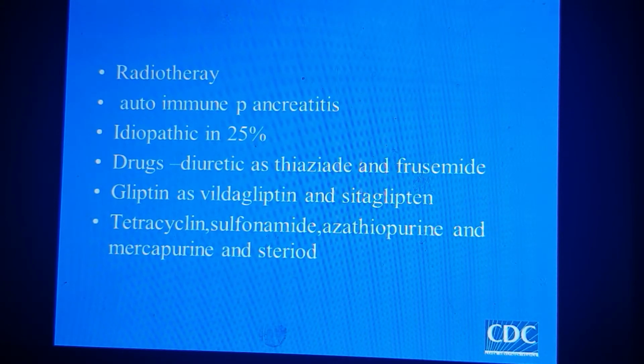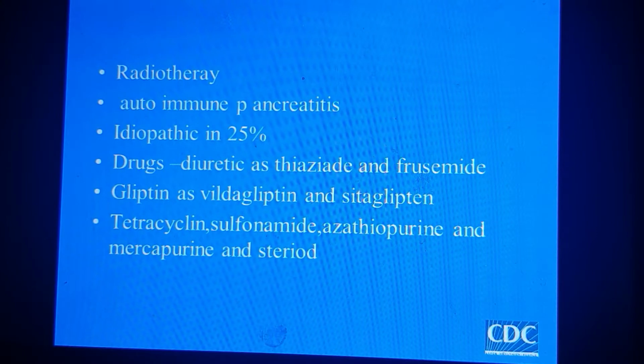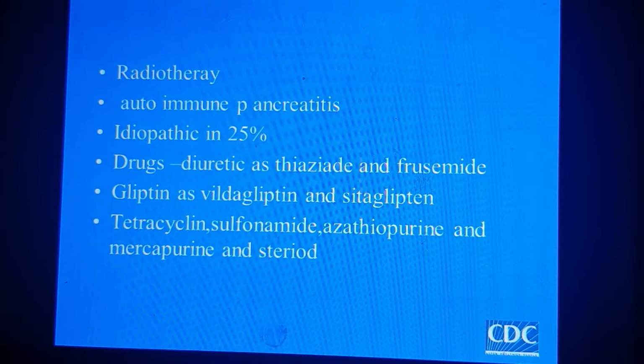Radiotherapy, autoimmune pancreatitis, idiopathic in 25%, and drugs. The main drugs that cause acute pancreatitis include diuretics such as thiazide and furosemide, gliptins such as vildagliptin and sitagliptin, tetracycline, sulfonamide antibiotics, azathioprine and mercaptopurine, and steroids. All these drugs can be involved in pancreatitis.